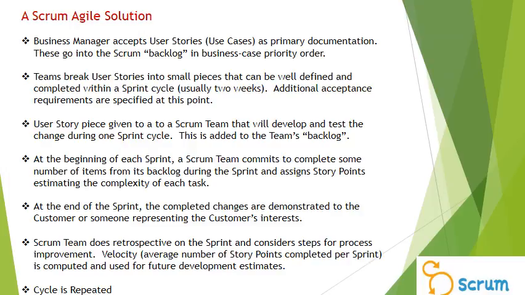At the end of the sprint, the completed changes are demonstrated to the customer or someone representing the customer's interest. The Scrum team does a retrospective then on the sprint and considers steps for process improvement. Velocity, which is the average number of story points completed per sprint, is computed and is used for future development estimates. Finally, the cycle is repeated for the next set of user stories on the backlog.